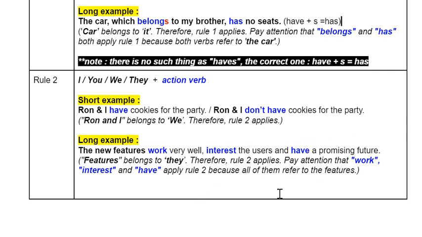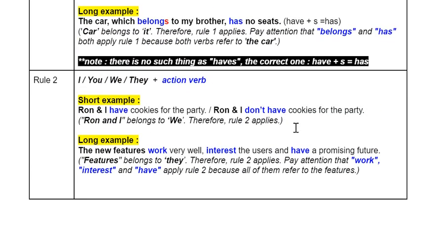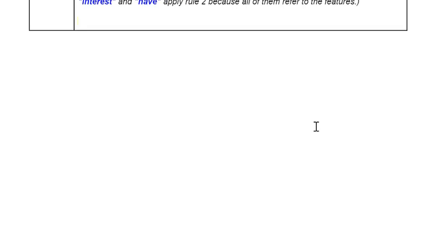Okay, all right. That's category number one, everyone. If you would like to process all of the information, I encourage you to pause the video. Okay, all right. Let's continue.